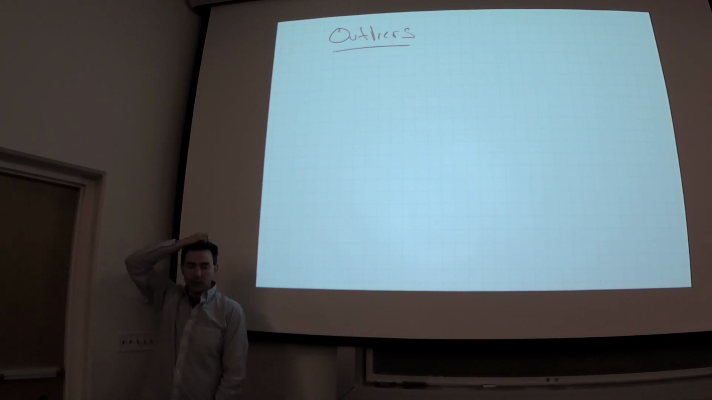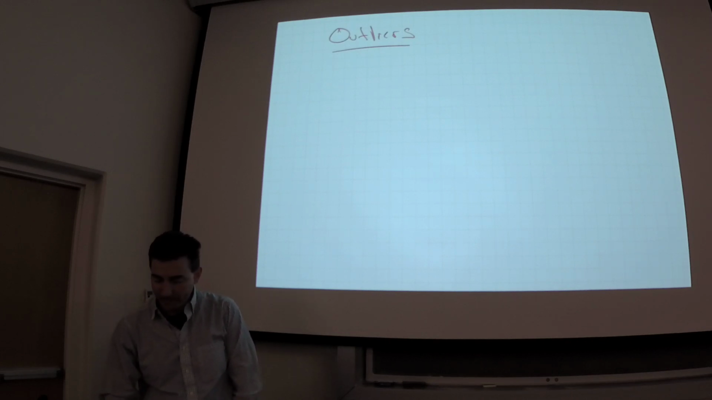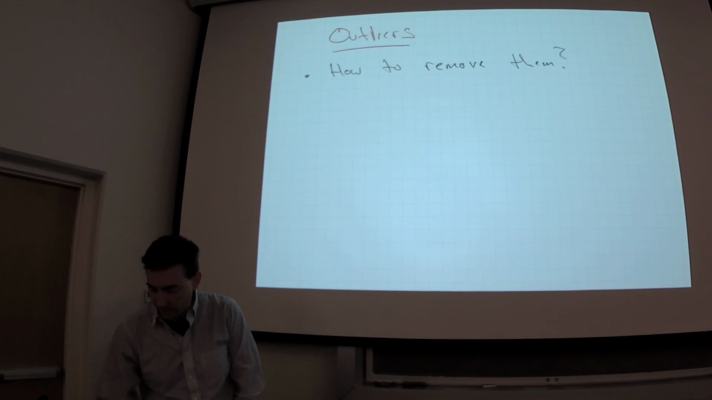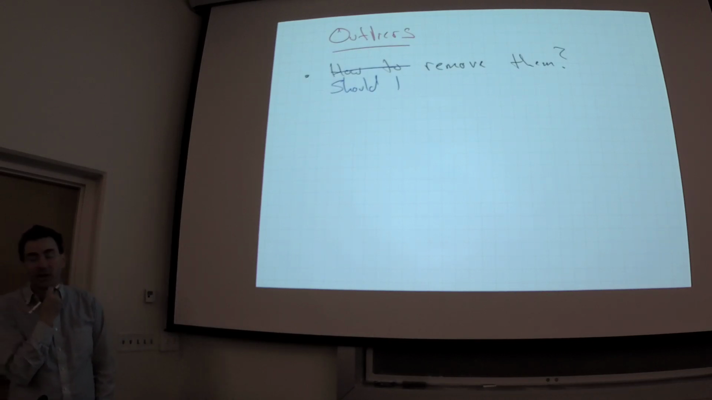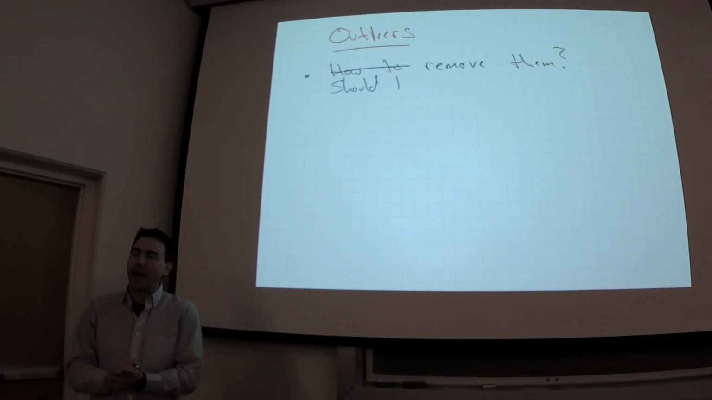Okay, so the next thing I want to talk about is outliers and how to think about dealing with outliers. The first question on your mind, instead of how to remove them, the first question should actually be, should I remove them? Are they actually outliers? And then if I should remove them, how should I go about it?